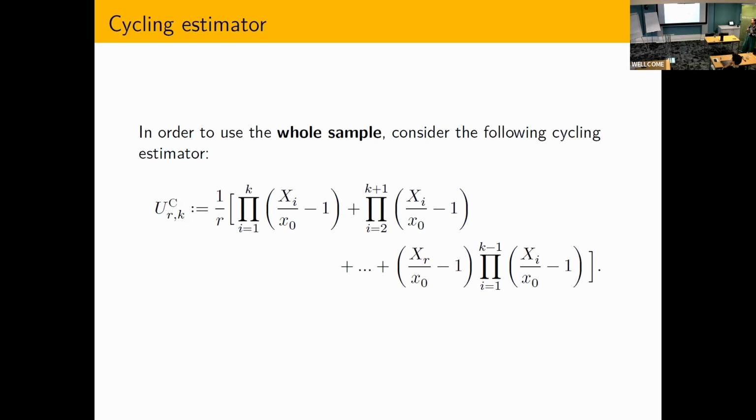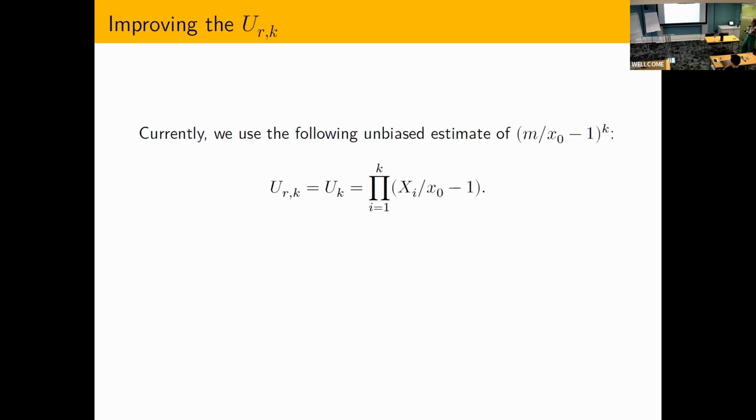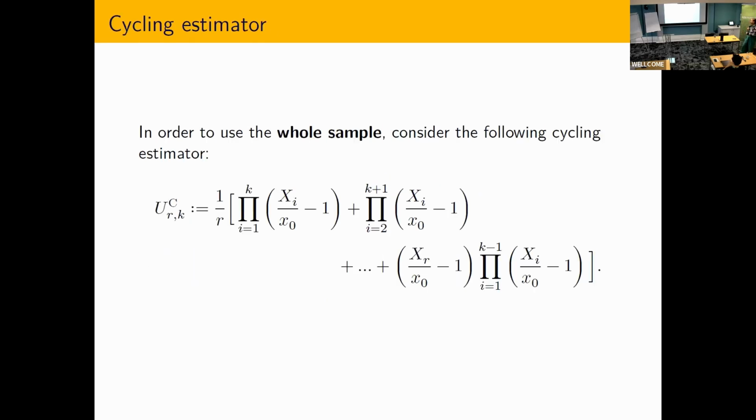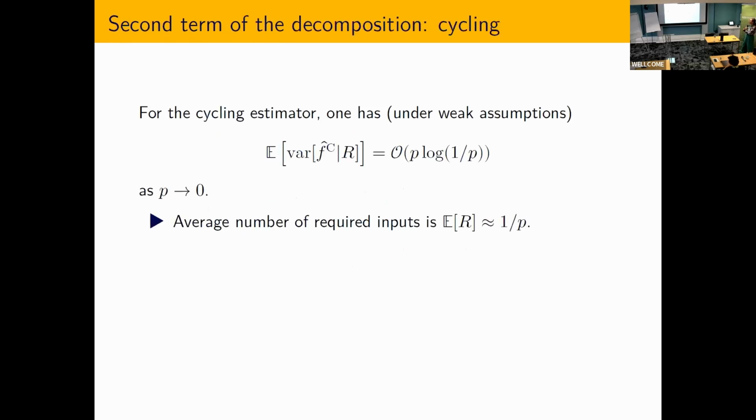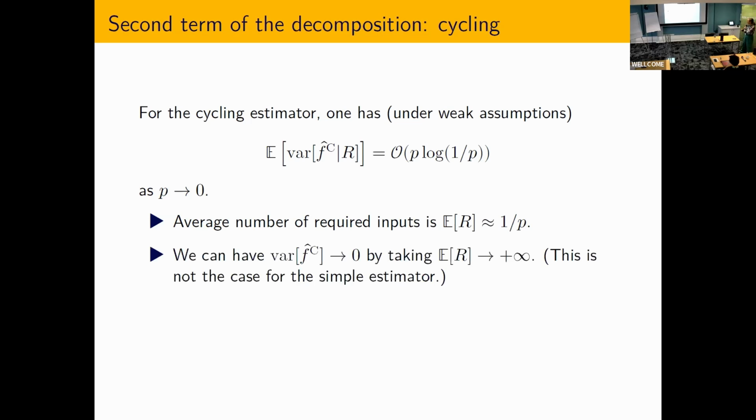To get an intuition behind this, let's say that k is 1. In the simple estimator, you take x1 divided by x0 minus 1. In the cycling estimator, you compute x divided by x0 minus 1 for all of your random variables and take the average. It's intuitive to say that this second one will have smaller variance, and that's in fact the case. For the cycling estimator, the second term of the variance decomposition does go to 0 as p goes to 0. So more computational time means your variance goes to 0, which is the bare minimum that you want from an estimator, in my opinion. That's not true for the simple estimator.